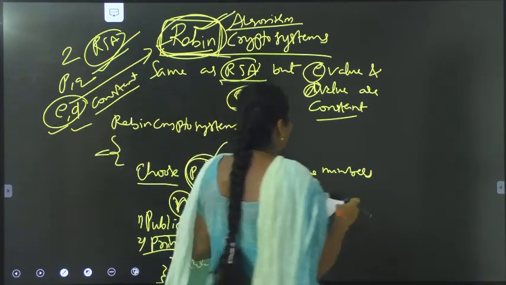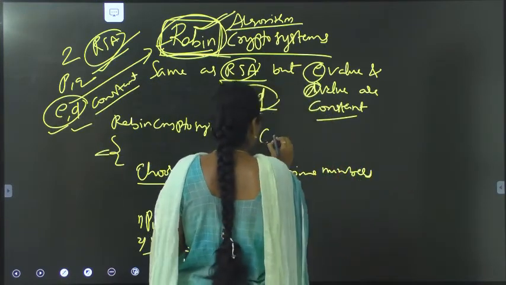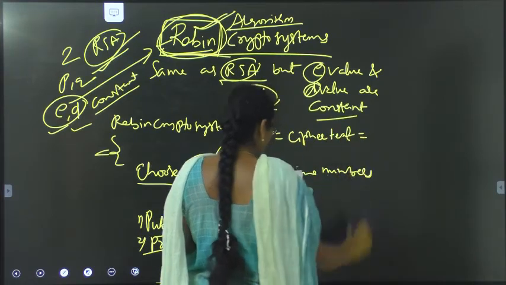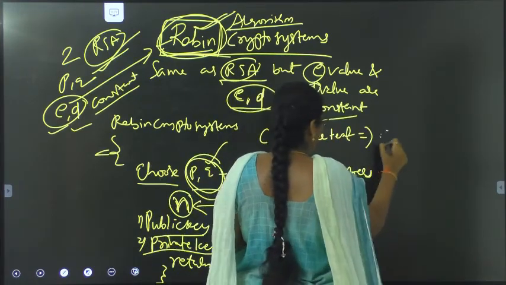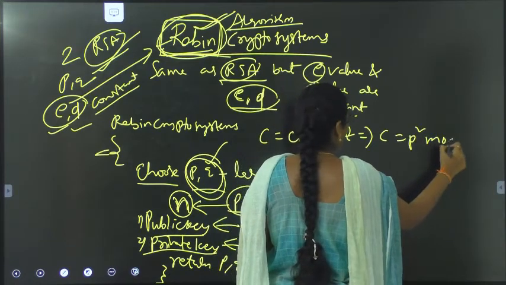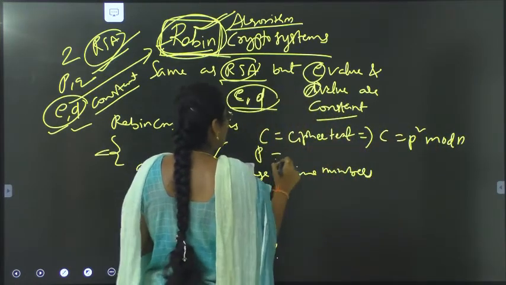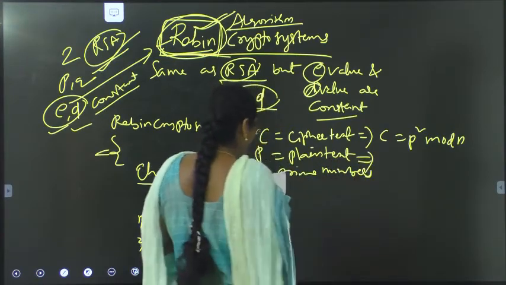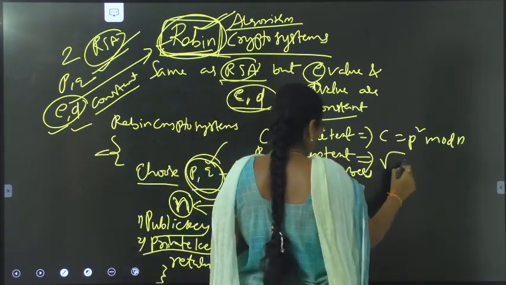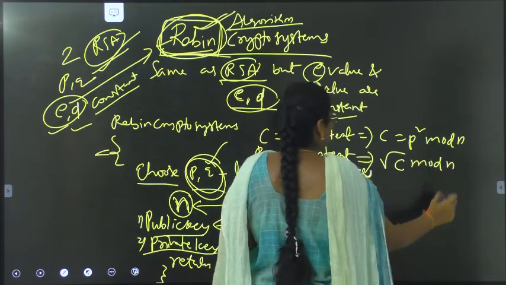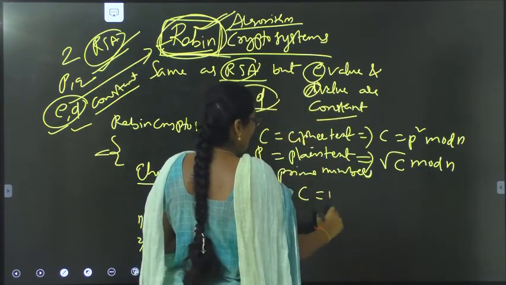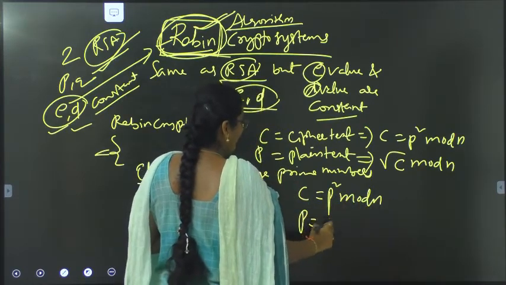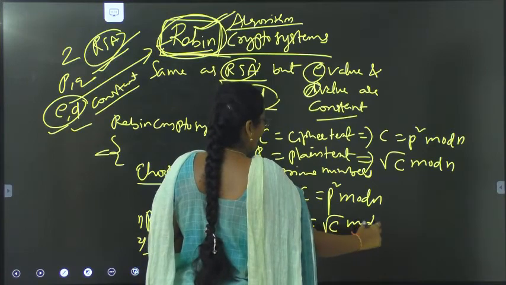Then what is the ciphertext and plain text in Rabin crypto systems? C is the ciphertext. For finding ciphertext, what formula we have? C equal to P square mod N. So P is the plain text. For finding plain text, what formula we have? Square root of C mod N. So ciphertext equal to plain text square mod N. Plain text equal to square root of ciphertext mod N.